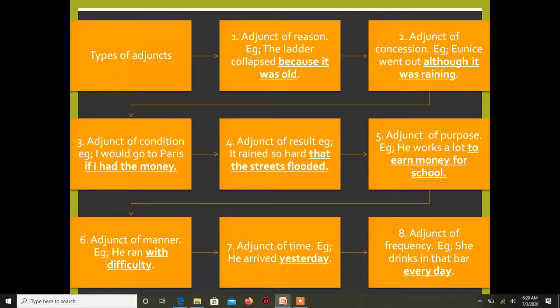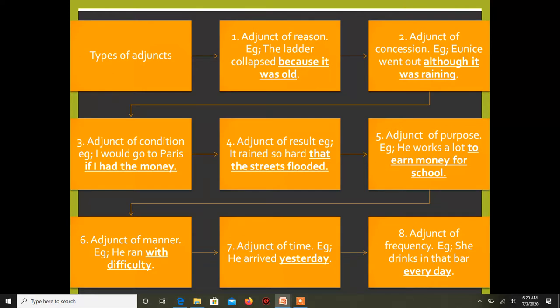Adjunct of result. Number four, it rained so hard that the streets flooded. What happened when it rained so hard? It rained so hard that the streets flooded. So the streets becoming flooded is the result of the rain.